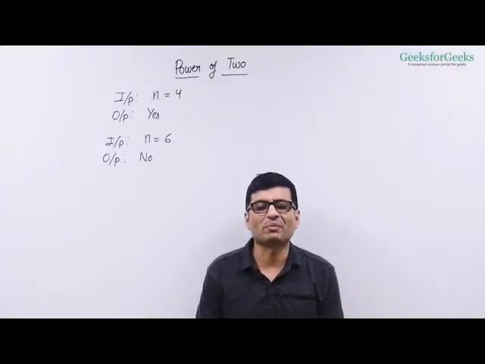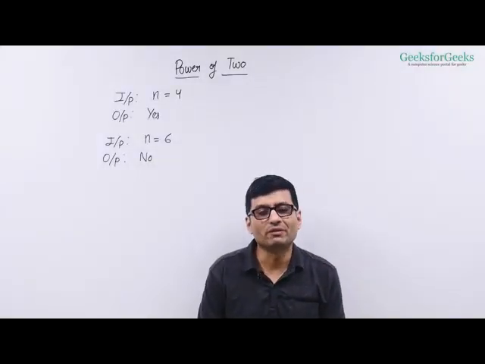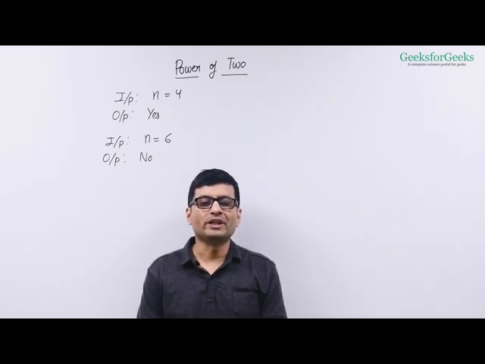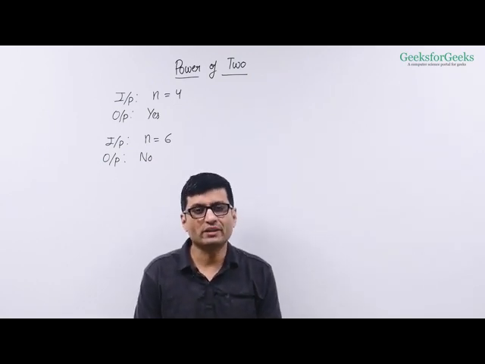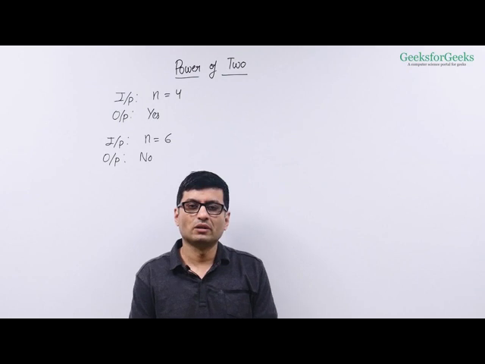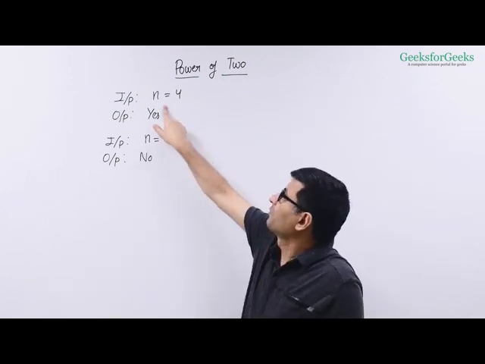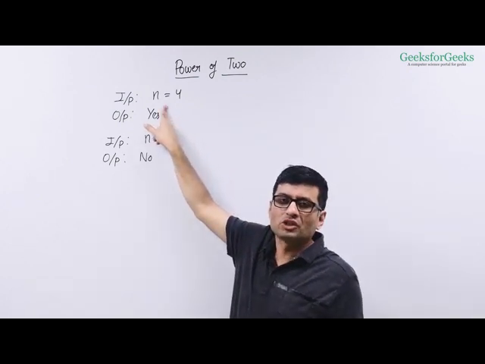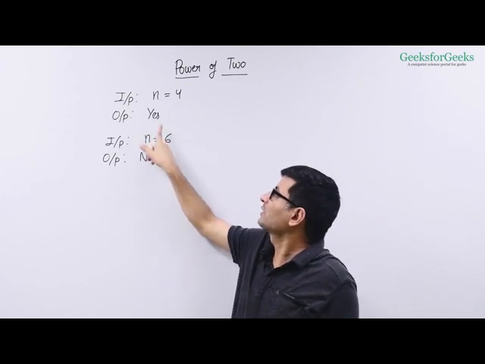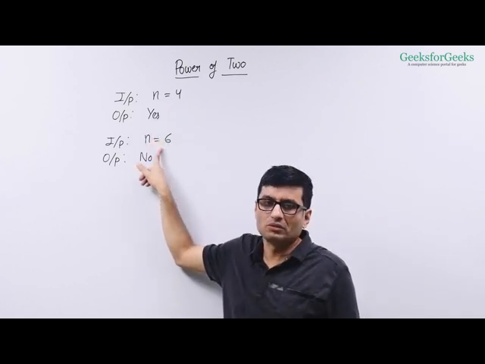Hi, let us talk about this problem. We are given a number n. We need to check whether this number n is a power of 2 or not. So 4 is a power of 2. It's 2 raised to the power 2. So output is yes. 6 is not a power of 2.